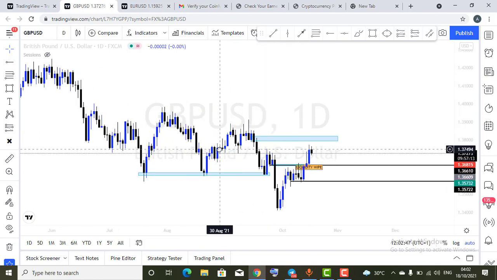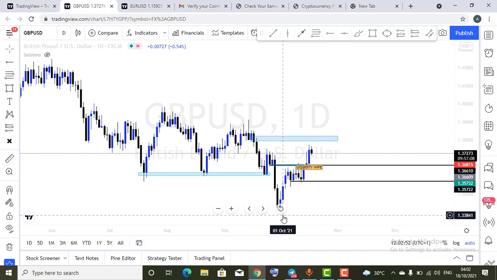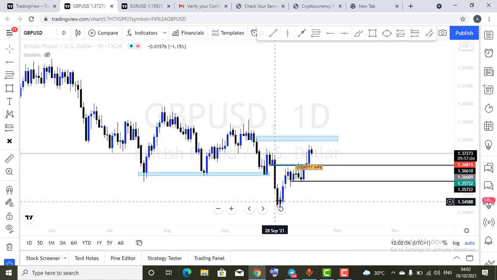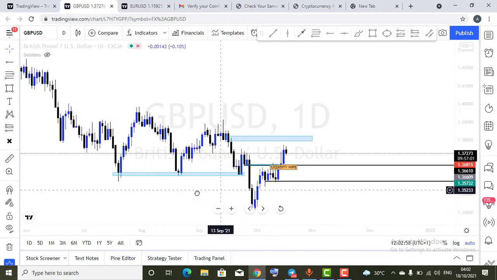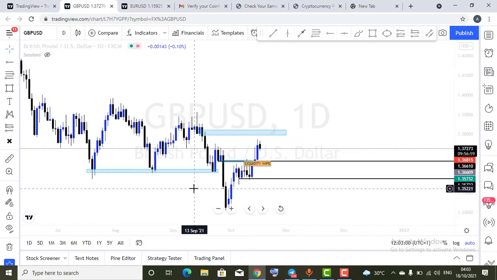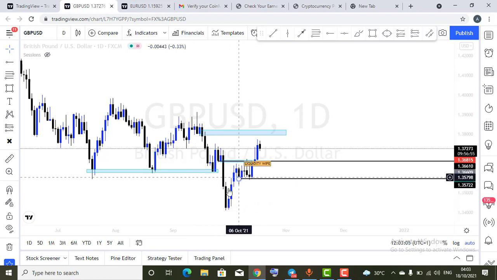But then we had this BOS here, this break of structure. Price broke it very smoothly and very cleanly. Now since I saw this, we started tracking the retracement, because we know that we're still going to sell since we're still in the bearish market. So we started waiting for this retracement.